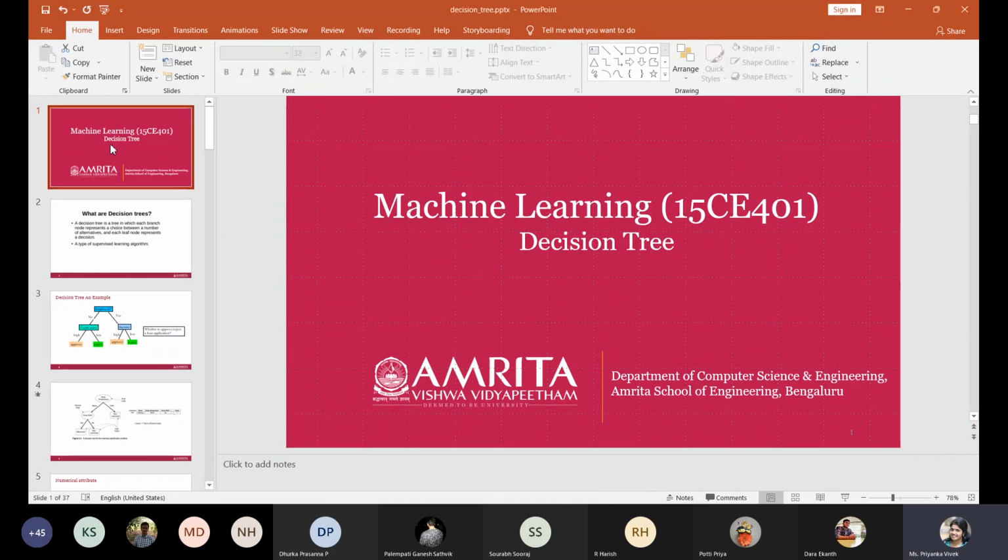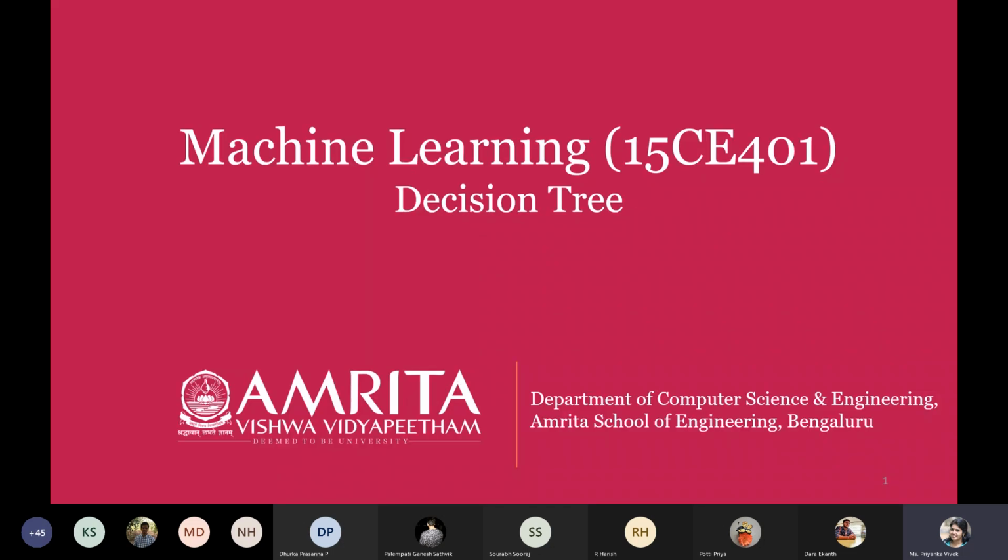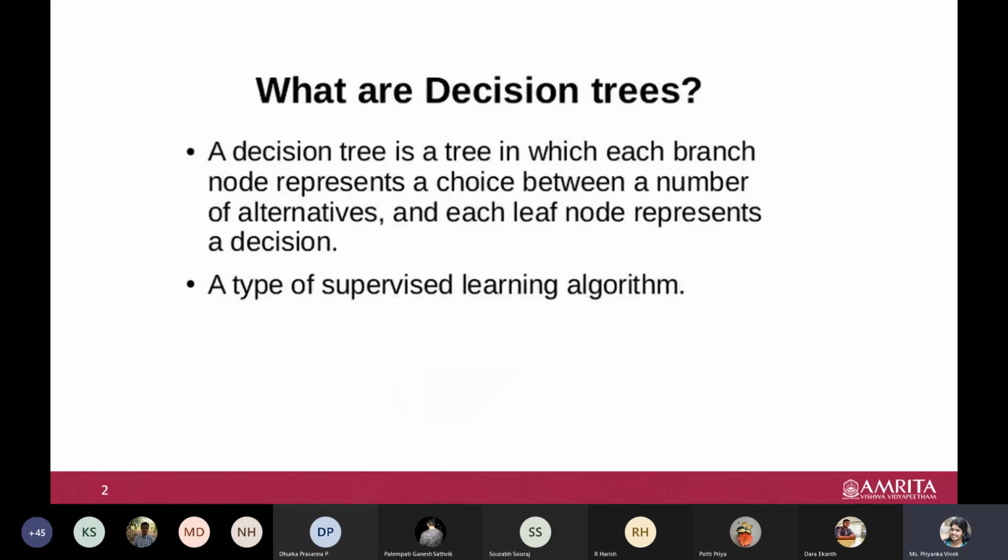So if you remember, last class we just started decision trees. We mentioned decision tree is a supervised algorithm and it's a classification algorithm, where of course you may see regression trees, but usually decision tree is an algorithm developed for classification problems.